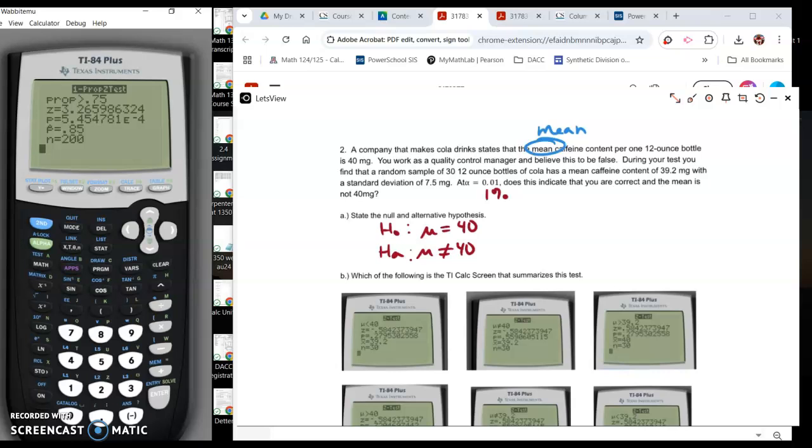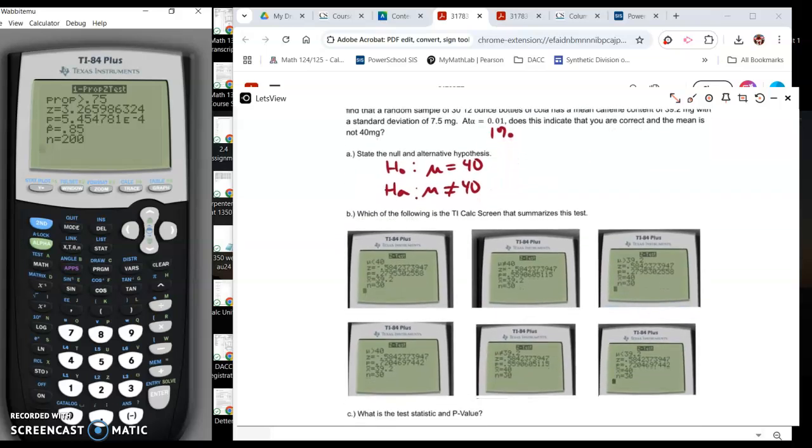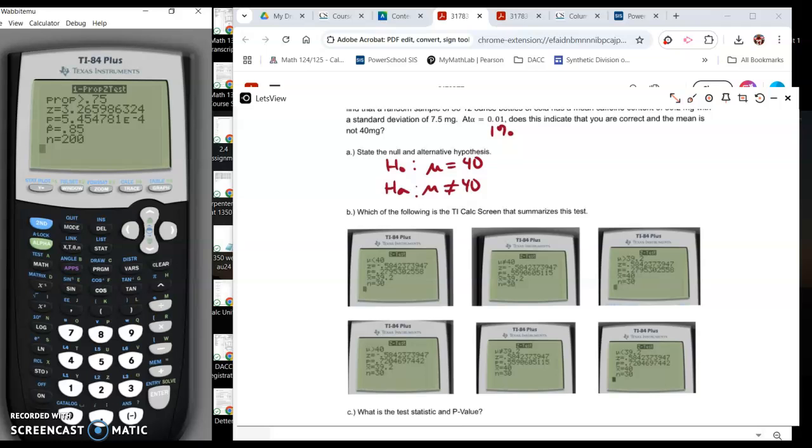Now we have 6 calculator screens here. One of these is going to be the one that represents our test, does all the math for us. Now, it's really easy to pick out the correct calculator screen. Just look at what your alternative hypothesis is. So if you look here, the one that has that matching alternative hypothesis is this middle one in the top row, because it says mu not equal to 40.